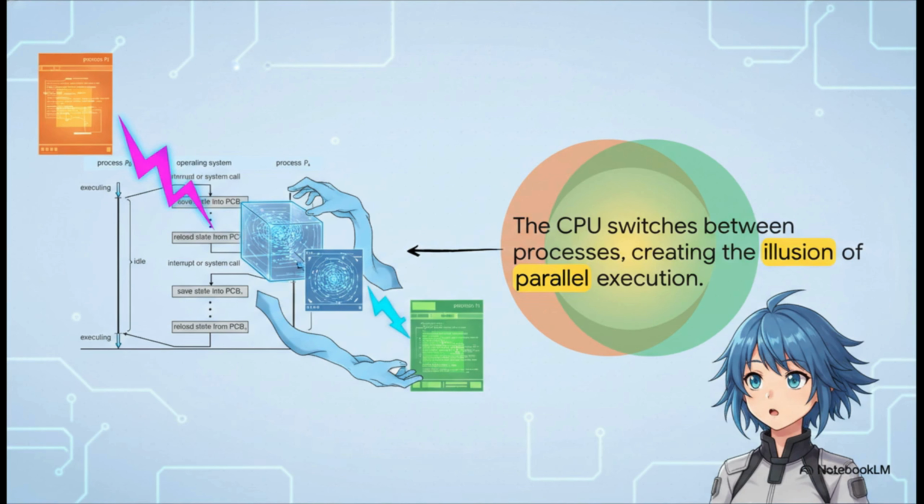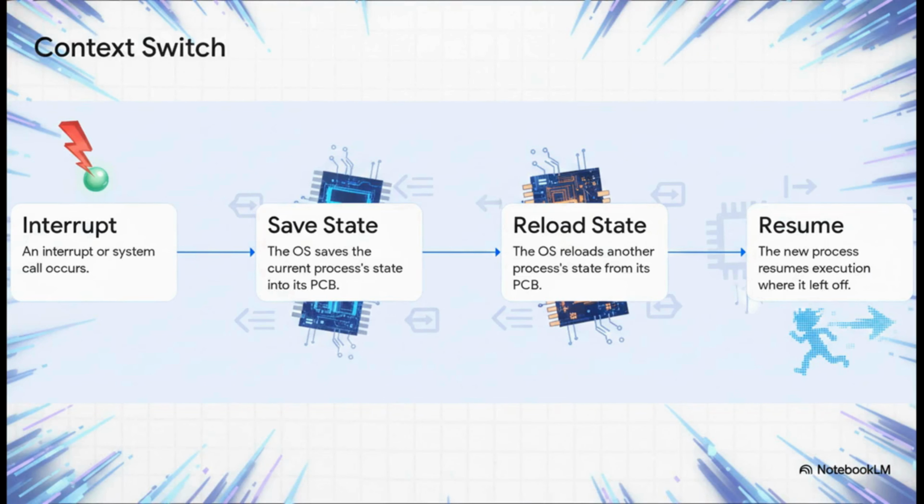It loads the state of P1 from its PCB, and just like that, P1 picks up running exactly where it left off last time. So let's just run that back. An interrupt happens, the OS saves the current context, it reloads a new context from another process's PCB, and the new process takes over. This swap happens hundreds, maybe even thousands of times every single second. It's so ridiculously fast that to us slow humans, it feels like everything is happening all at once.